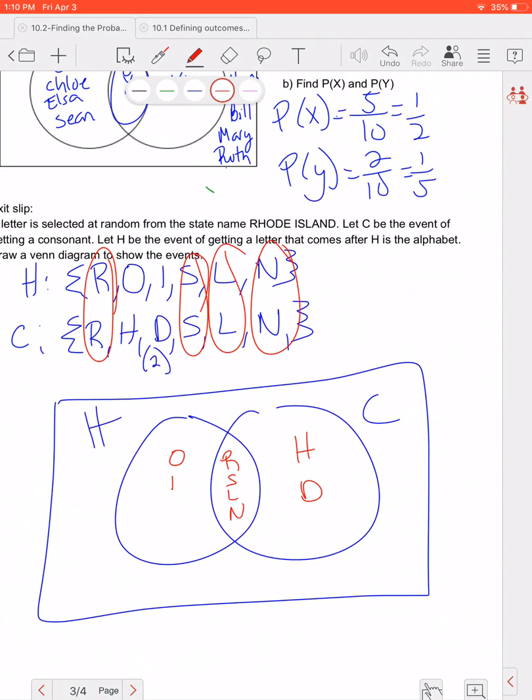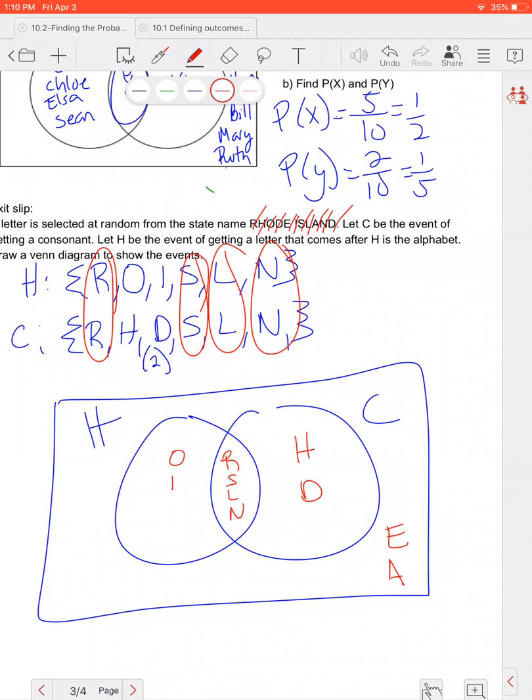And then are there any letters we didn't include? So we have R, H, O, D. E is not in either one, so we're going to have an E out here. I is included, S is included, L, A is not included, so A is going to go out here. N and D are included. Okay, so this includes all my letters.